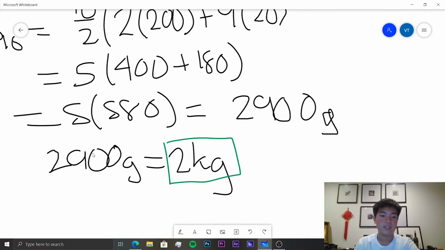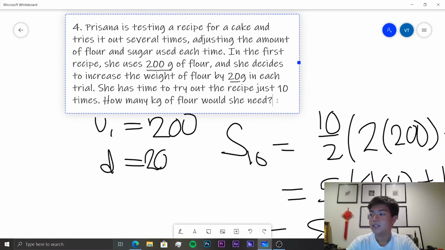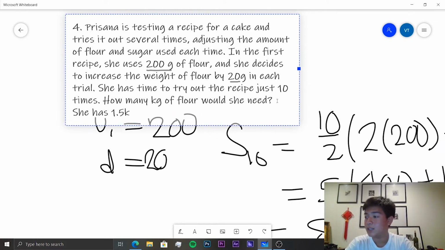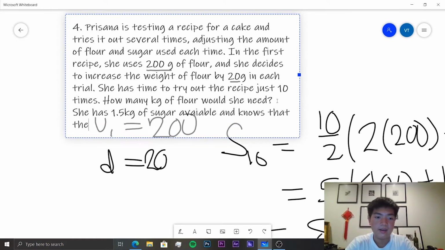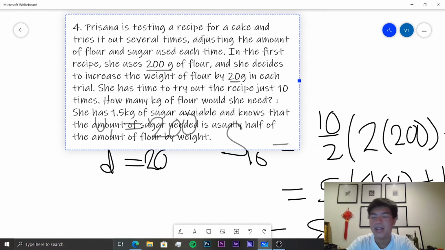Okay, there's another question apparently linked to this question, so I'll add it to the end of this. She has 1.5 kg of sugar available and knows that the amount of sugar needed is usually half of the amount of flour by weight. It should be mass, but this is math, not physics.